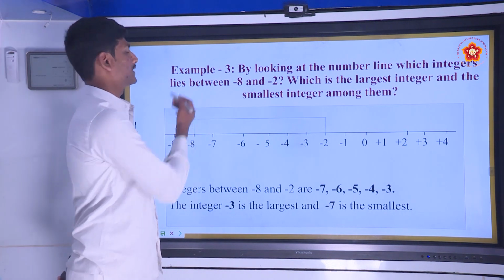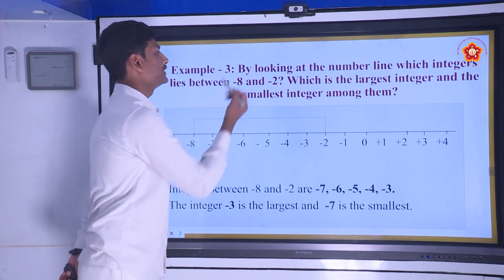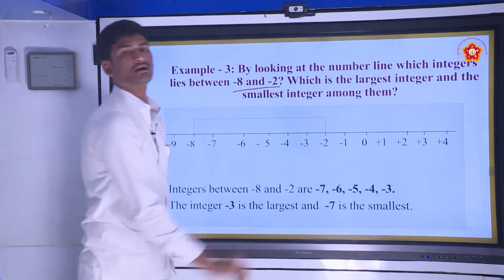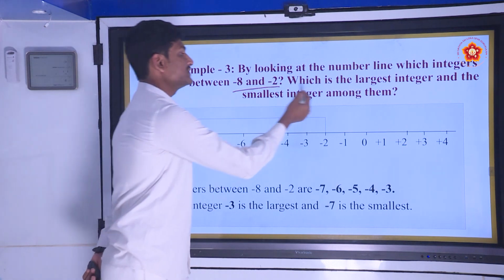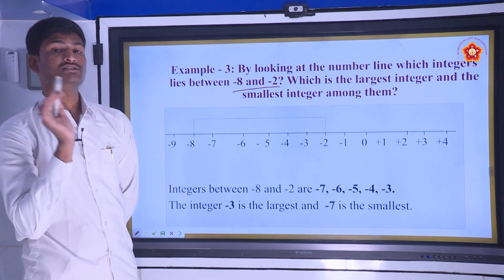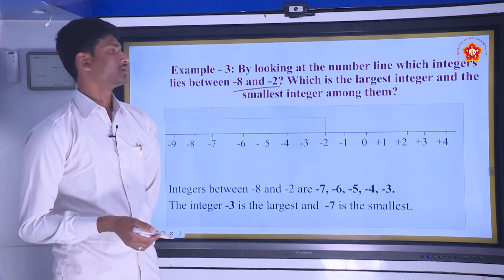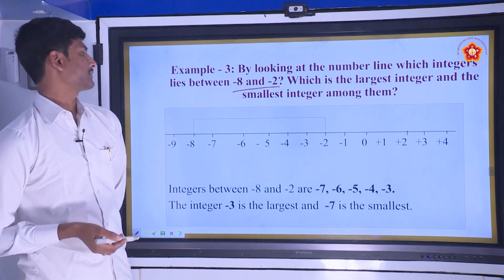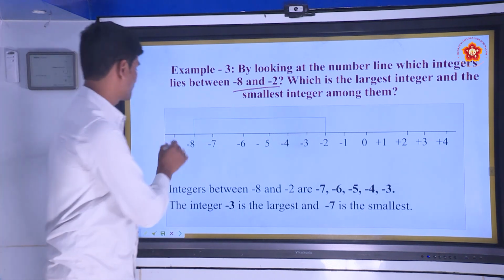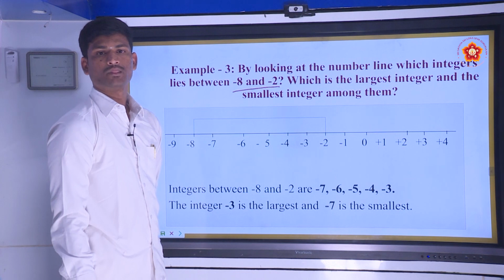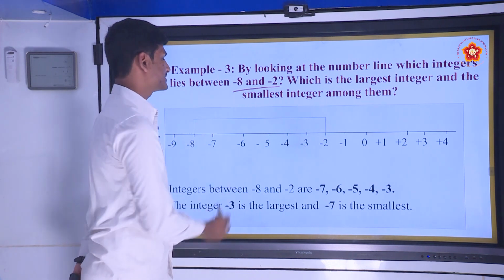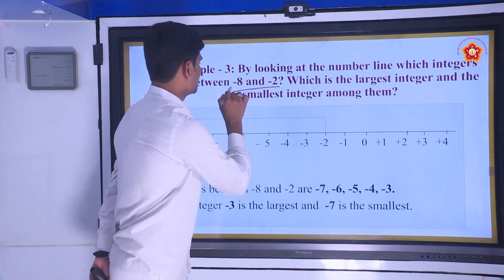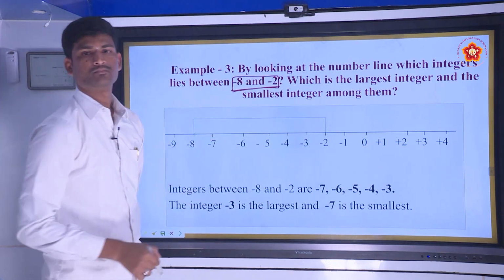Then, take another example. By looking at the number line, which integers lie between minus 8 and minus 2? Which is the largest integer and which is the smallest integer among them? First, we draw a line and mark points on the number line: minus 8 and minus 2.